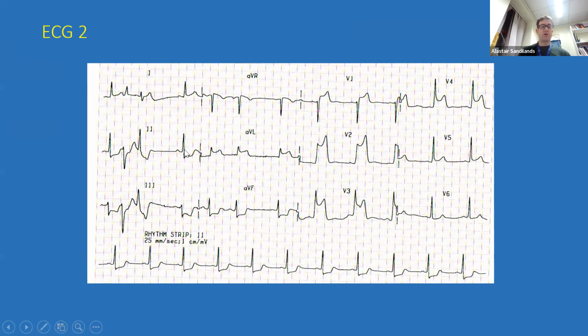So now we're looking at the inferior wall. Look at the inferior wall now. We've got a segment that's below the isoelectric line here, below.